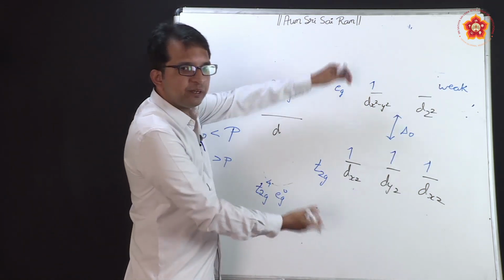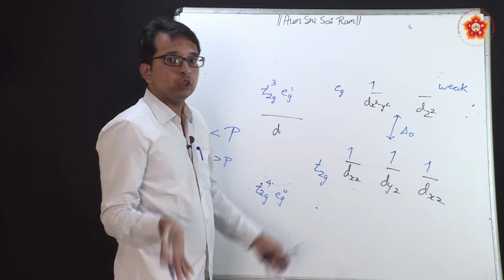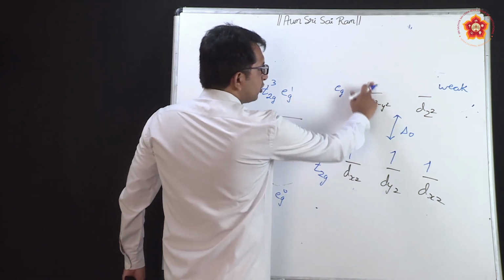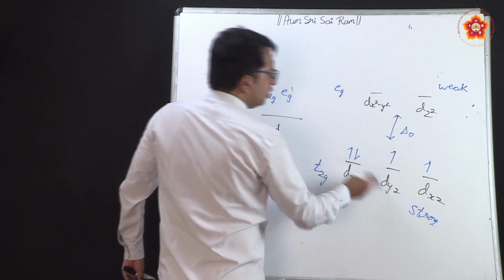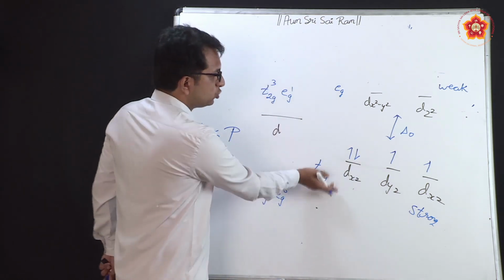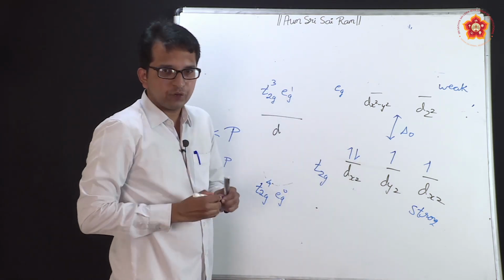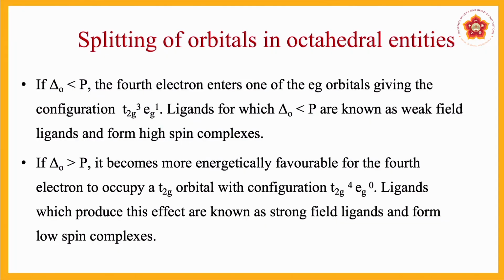So generally this type of filling is supported by weak ligands because they are not able to split more. Now who can split very high? It is being split by a strong ligand. So if there is a strong ligand, the fourth electron will not go here, it will rather pair up here. So strong ligands will support pairing, weak ligands will rather support usage of both these orbitals. So if you see the second point, if delta naught is greater than P, then it becomes more energetically favorable for the fourth electron to pair. That pairing is possible because the splitting caused by strong ligands is very high, and therefore it goes for pairing in those compounds.